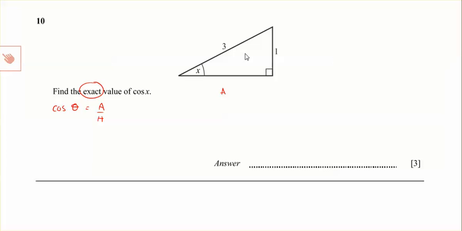3 squared minus 1. Yeah, so 3 squared minus 1 squared, square rooted. So this is the square root of 8. So adjacent over hypotenuse will be square root of 8 over 3. Okay, that is the exact value. That can be simplified though to 2 root 2 over 3. Right.